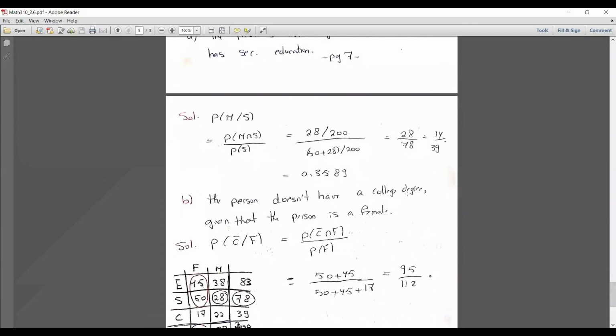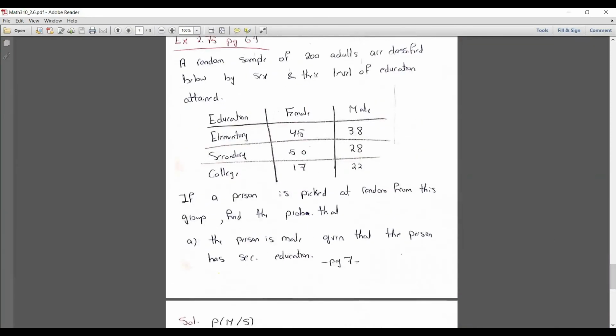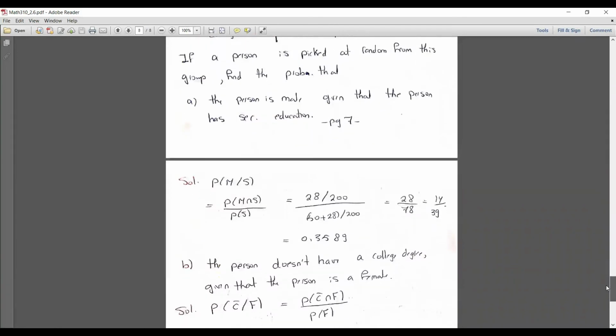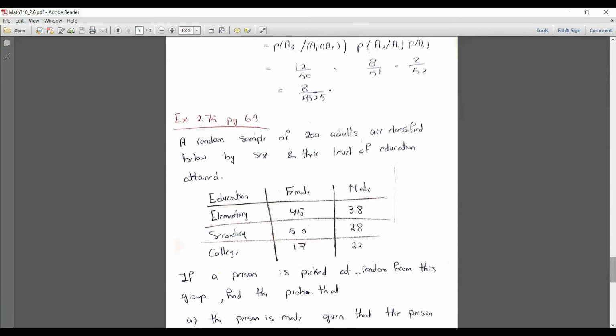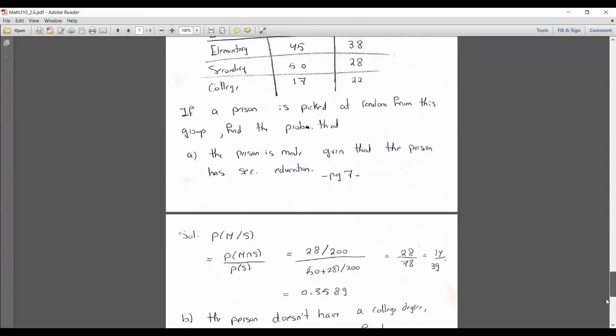Okay, the person does not have a college degree, given that the person is a female. So P of F, guys, is what? Female, 45 plus 50 plus 17 out of the total, which is 200. Does not have a college degree. So we need P of C bar intersection F over P of F. P of C bar intersection F, it is that this female does not have a college degree. So she can have either an elementary degree or a secondary degree, but she does not have a college degree. So it will be 50 plus 45 out of 200.